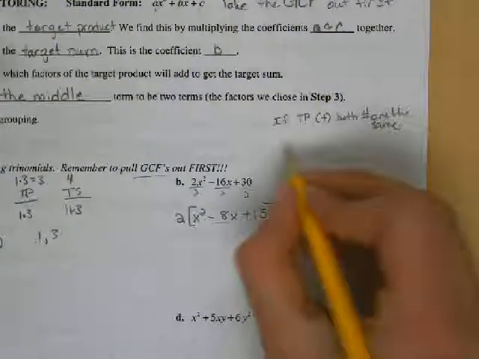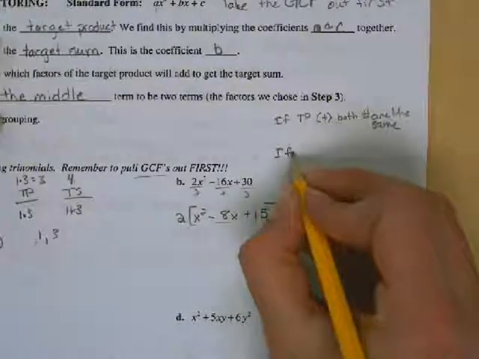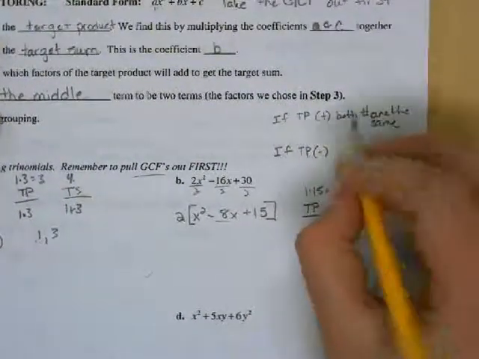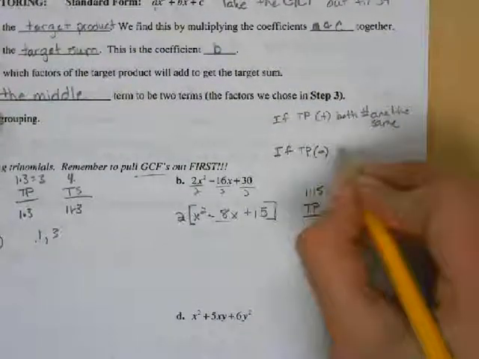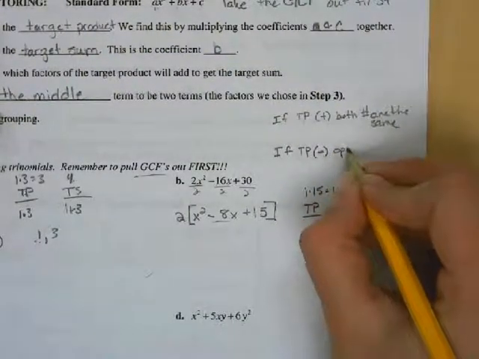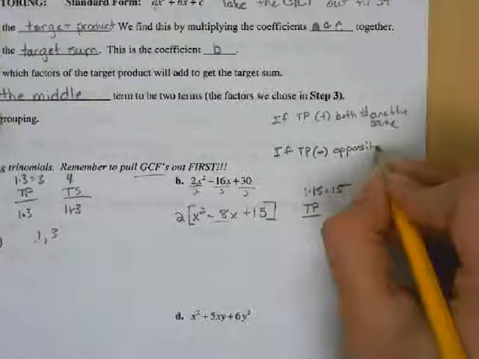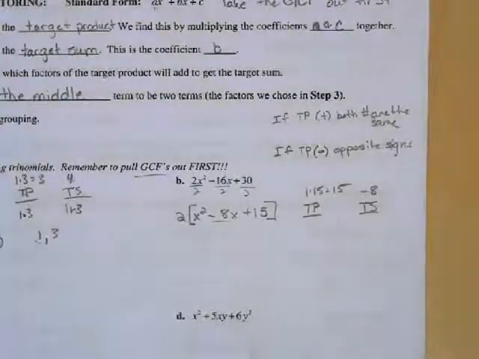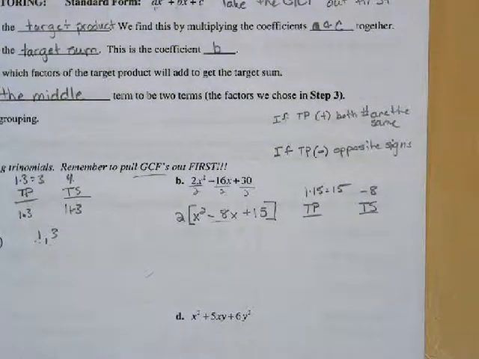If my target product is negative, they have opposite signs. That's the only way to get a negative product, is if one is positive and one is negative. So if my target product is negative, then they're going to have opposite signs. That'll kind of help you when you play with your numbers. Okay, so back to this.